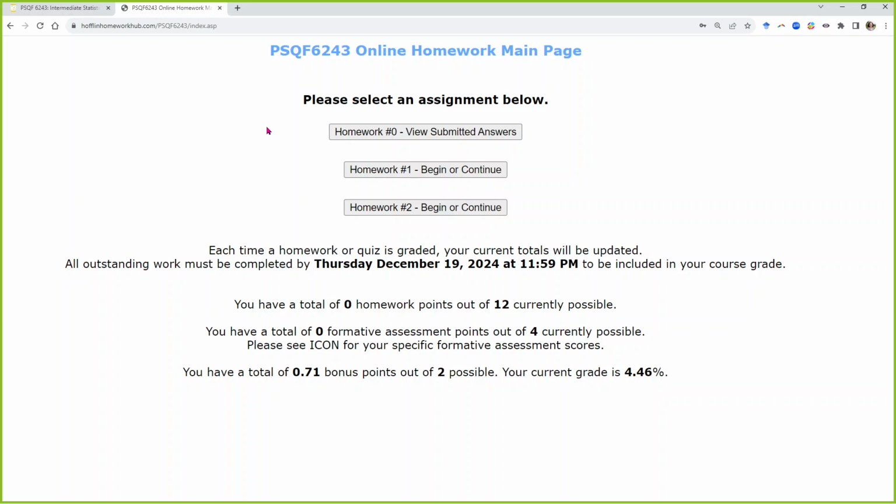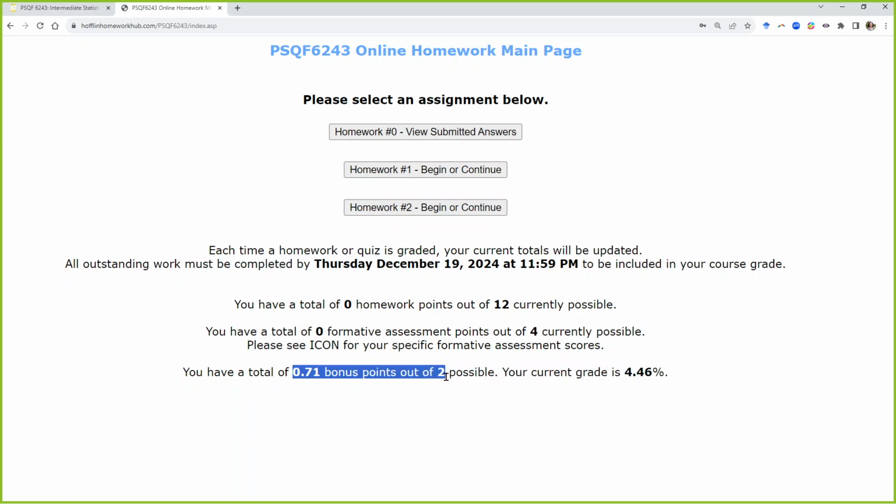So if I haven't downloaded the data and processed it yet, your point totals won't be updated, but you can always log into your specific assignments and see the scores you earned. Note that it tells you how many homework points you have out of whatever is possible. So we have 12 currently from homework 1. Homework 2 is in progress. It tells you how many quiz points you get. So out of 4 possible, if you've done both of them, then you get all 4 points.